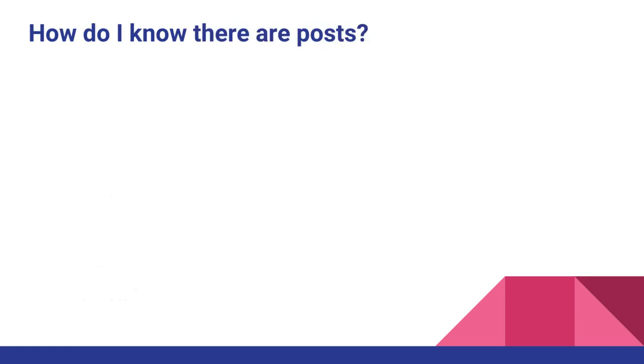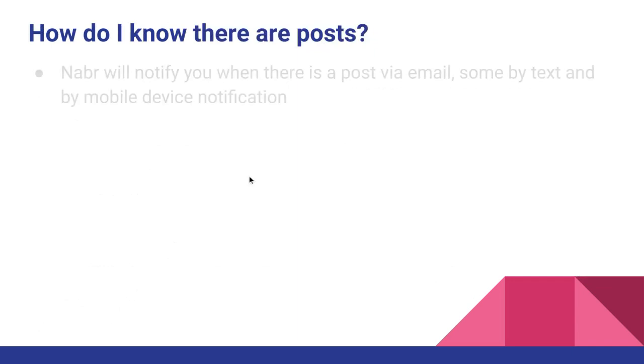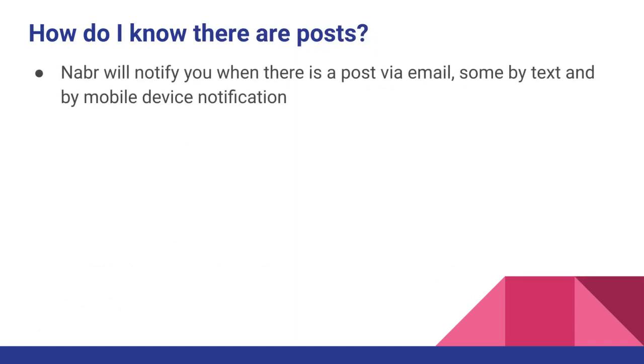So everyone's posting. How do you know there's going to be a post? How do you know the homeowners association just posted something about mowing or a coyote sighting? Every time there is a post, Neighbor sends out a notification to you. You can receive these notifications by email. Some of them you can get by text message. And if you install Neighbor Network on your mobile device, you can get a mobile device notification, just like you do for text messages, etc.